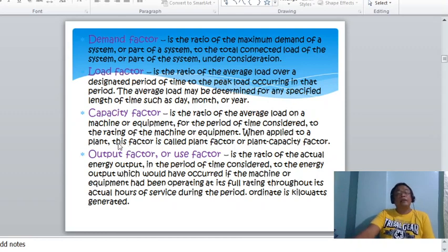Another, we have the output factor or the use factor. This is the ratio of the actual energy output in the period of time considered to the energy output which would have occurred if the machine or equipment had been operating at its full rating throughout its actual hours of service during the period. Okay? That is called use factor.